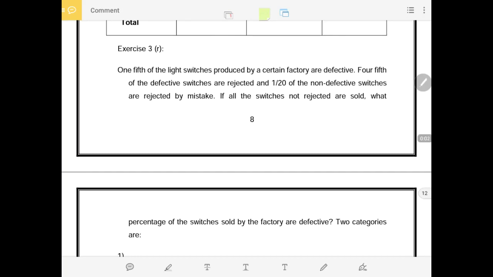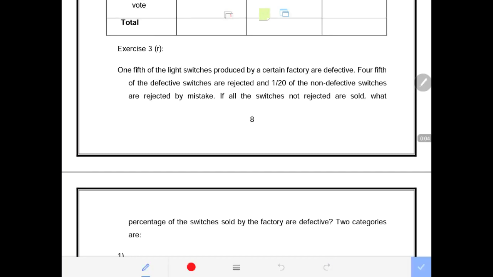Good day, students. Once again, this is another question on contingency tables. This question is quite tricky, to be honest, because it combines ratios and contingency table numbers.